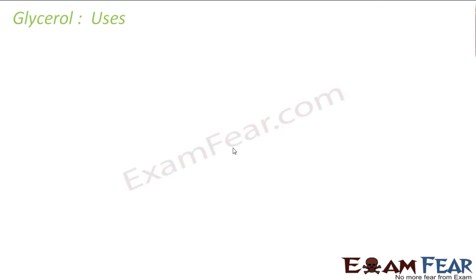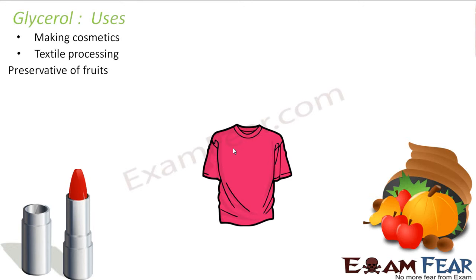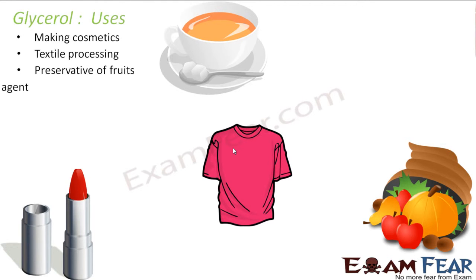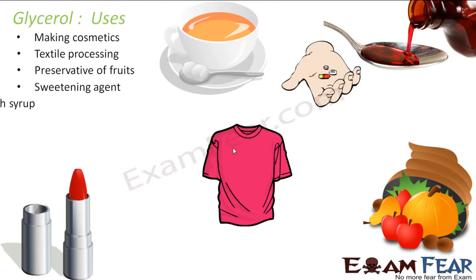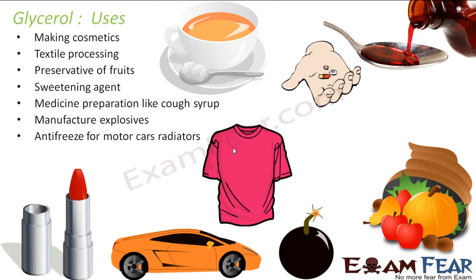Let's understand some uses of glycerol. It is used for cosmetics, textiles processing, to preserve fruits, for sweetening agents, and to make medicines, mostly cough syrups. It is used to manufacture explosives, and it is also used for antifreeze in motor car radiators.